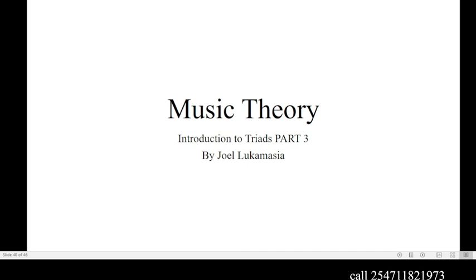In the previous lesson, I was talking about major and minor triads. And in this lesson, we'll be talking about the augmented and diminished triads.